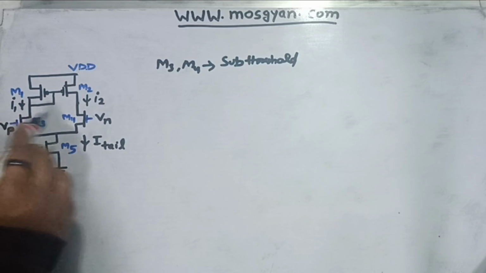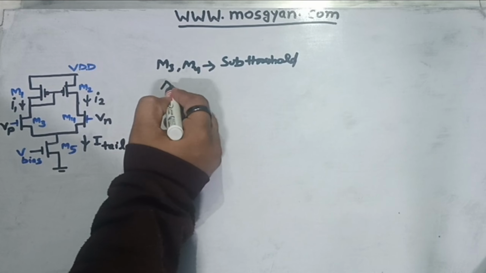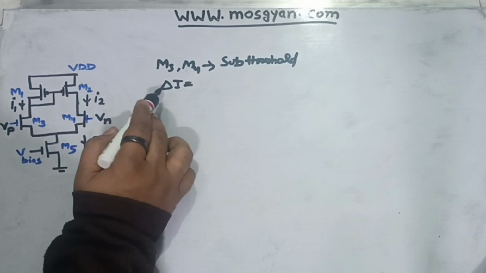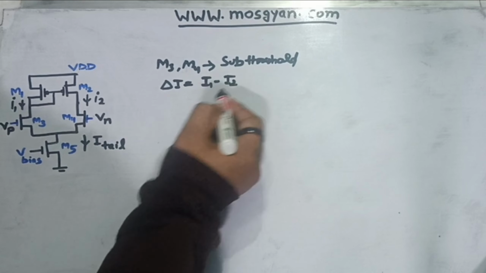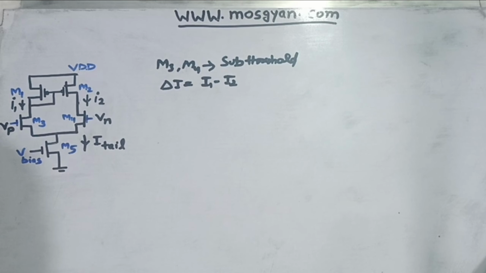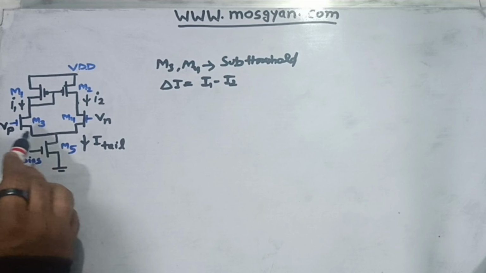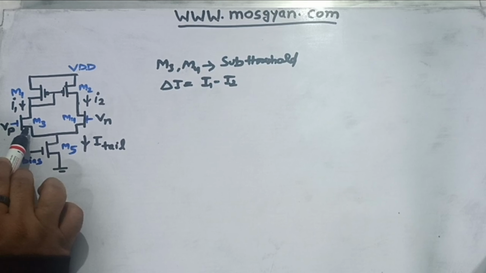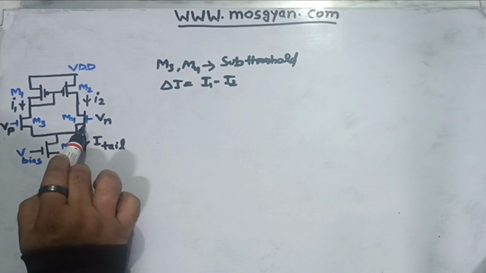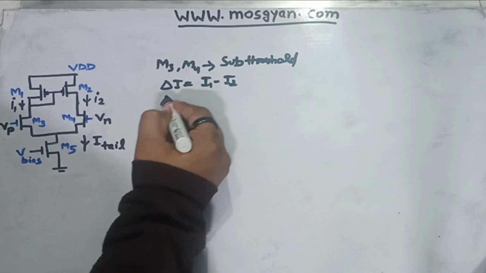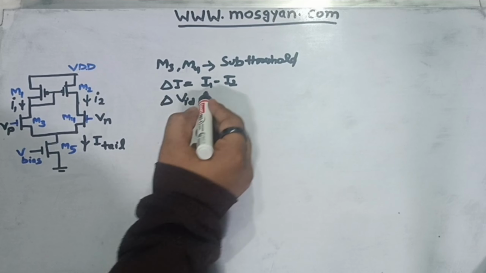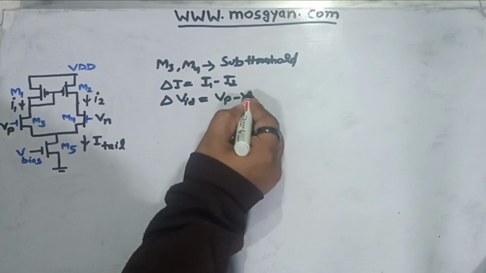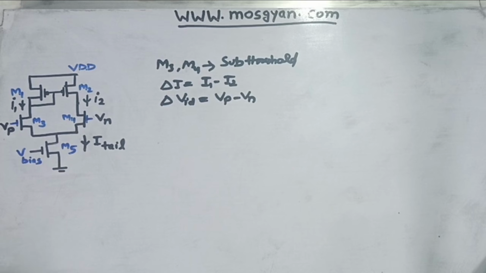So if we take the subtraction of these two currents, that means difference of these two currents, that we are denoting by delta I, that would be equal to I1 minus I2. It is also given in the question that two inputs are applied at the pair of this differential amplifier NMOS pair. So we are applying Vp at the gate of MOS M3, whereas Vn at the gate of MOS M4. And if we take the difference of these two, which we are denoting by difference of input delta VID, that is given as Vp minus Vn. So this information is given in this question.